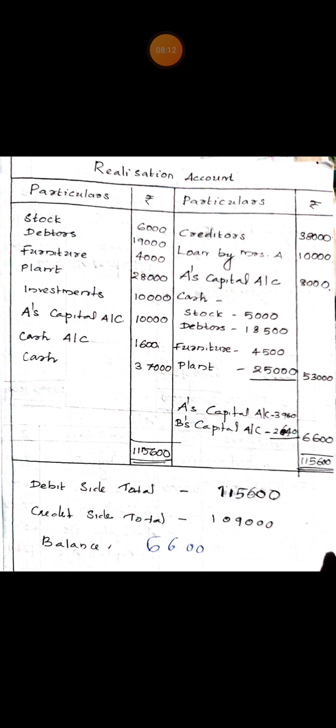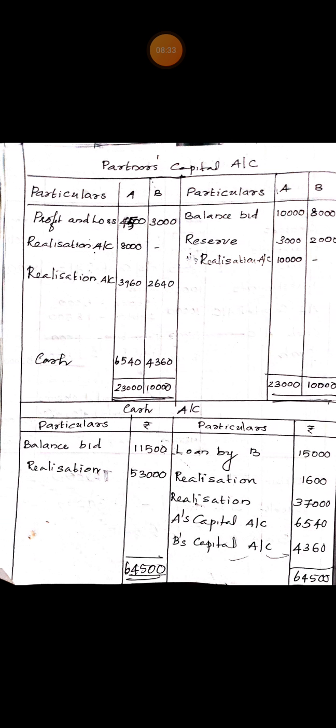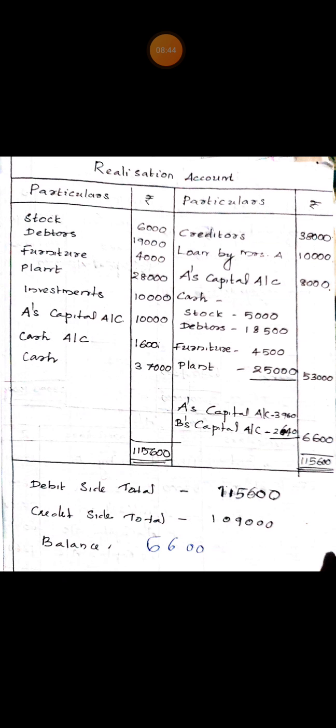Next step, transfer cash account on the debit side of realization account to the credit side of cash account. Realization account debit side, we can see two cash accounts there. First cash account rupees 1,600 and the next one is 37,000. Transfer these two cash accounts to the credit side of cash account as realization. Cash account credit side: second item realization 1,600, third item realization 37,000.